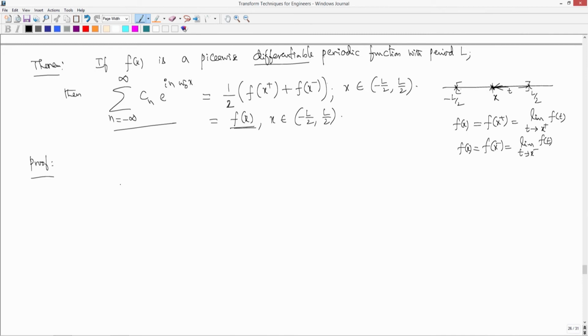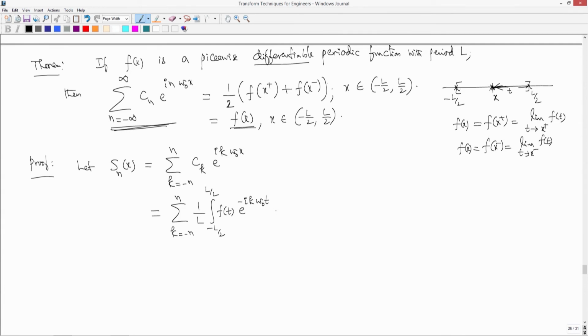The proof is again, we will consider the partial sums of this left-hand side. The partial sums we represent as S n of x, as in the earlier case. So you have the sum over k from minus n to n of c k e power i k omega naught x. Here c k is the Fourier coefficient, that is 1 by L times the integral from minus L by 2 to L by 2 of f of t e power minus i k omega naught t dt, multiplied by e power i k omega naught x.